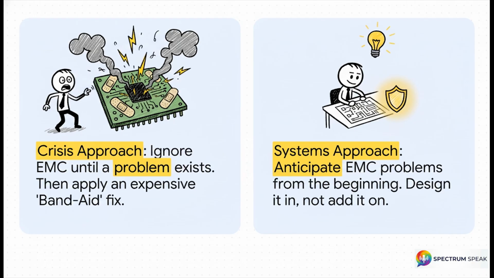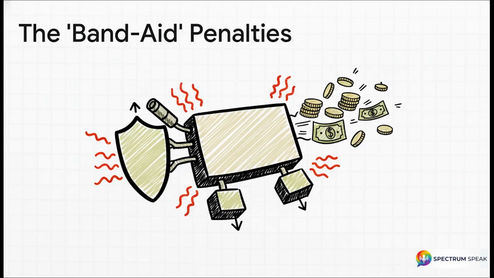Then, on the right, you've got the systems approach. This is where you're thinking about EMC from day one, from the very first sketch on the napkin, and you make it a core part of your design. Let me tell you, that crisis approach almost always ends in disaster. And the fixes you have to make at that late stage, we call them band-aids. You're stuck adding bulky metal shields, slapping expensive filters onto the board, wrapping cables in ferrite beads. It's just ugly. And the penalties are huge. Wasted time, costly retesting, a product that's suddenly bigger and heavier, and worst of all, a delayed launch that can kill a product before it's even born.